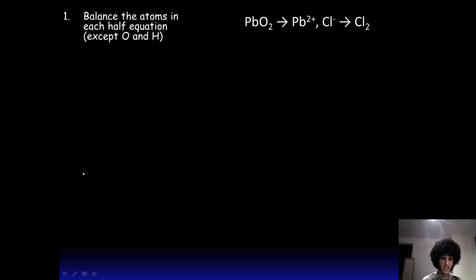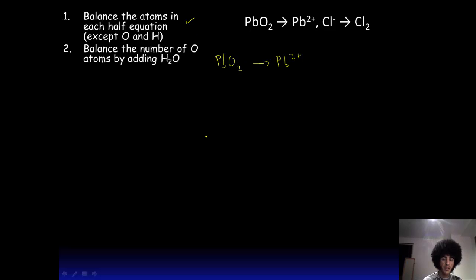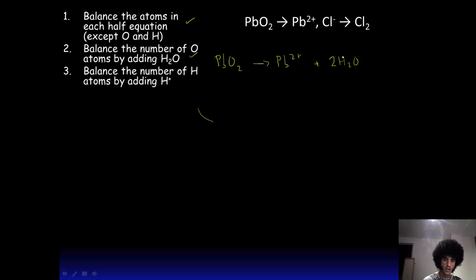Now let's try with a straightforward one here, which is PbO2 makes Pb2+ and Cl- makes Cl2. I'll work through each half equation first and then we'll do the blending. So the first step is to balance the atoms. Now if I look at PbO2 to Pb2+, the atoms actually balance already, so that's good. My next step is to balance the oxygens. I've got 2 here, none over here, so I need 2 oxygens in the form of water, so that's 2H2O. I then have to add H+ to balance the hydrogens here.